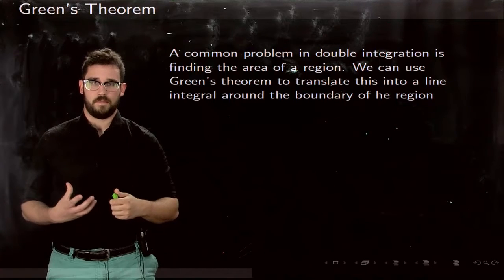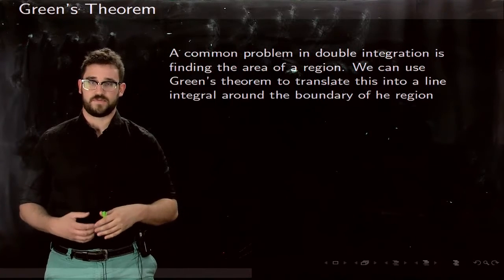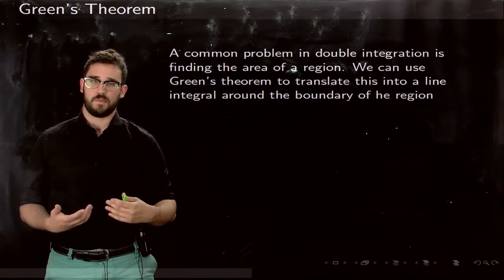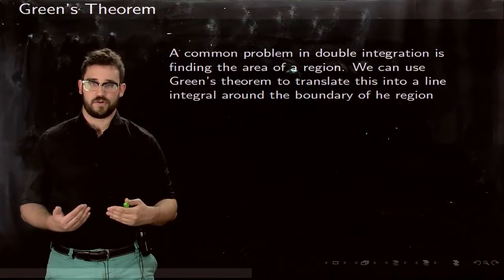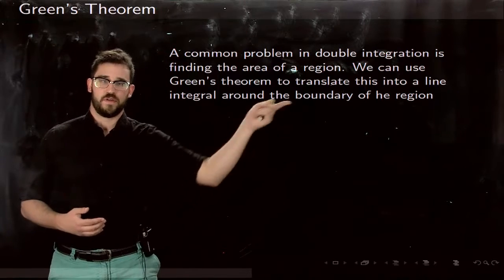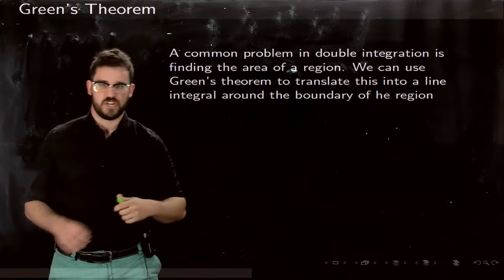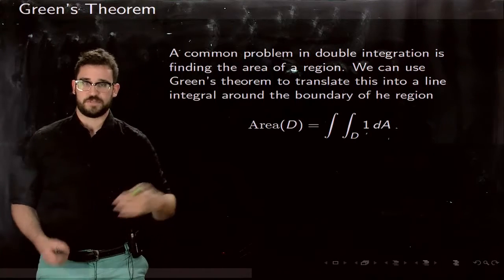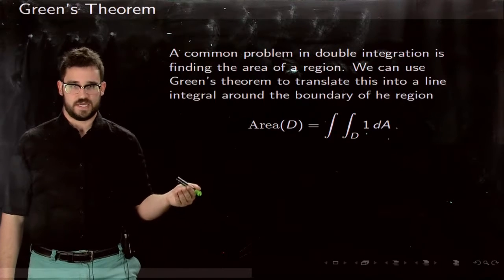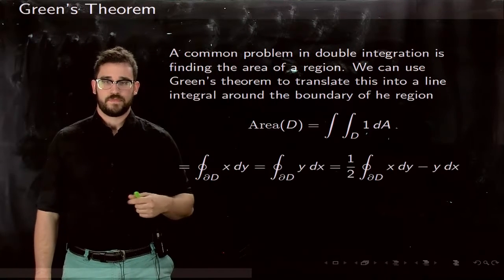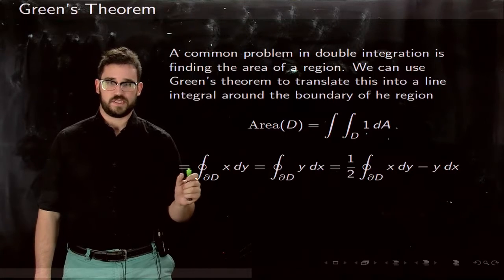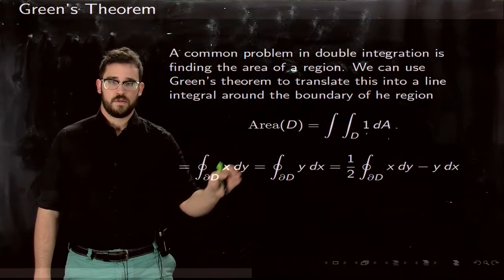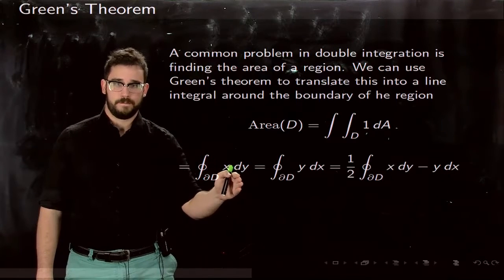Now, a common problem in double integration is we want to find the area of a region. So we can use Green's theorem to translate this into a line integral around the boundary of the region. So the area of D would just be the double integral with respect to D of dA. But we know, using Green's theorem, that it's equal to the integral over the boundary of D of x dy, right?